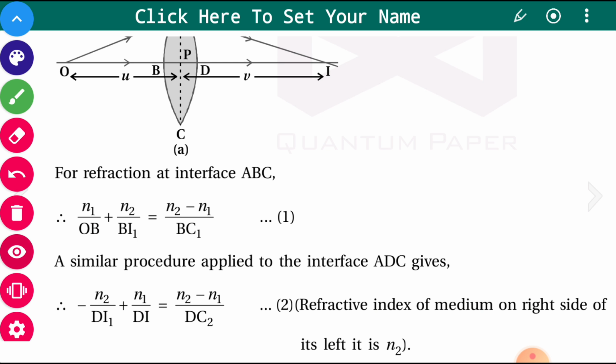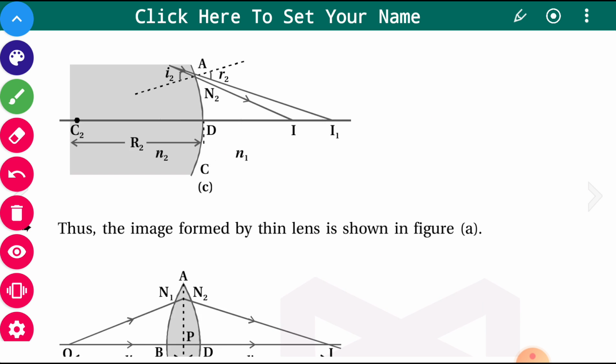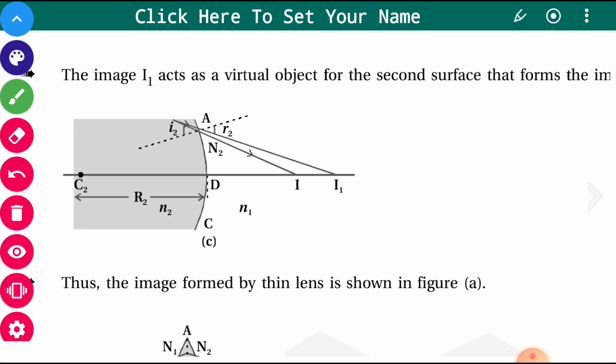Then a similar thing can be understood for the second surface. A lens has two surfaces. The first surface we have understood, now we talk about the second surface. Now the light ray will go from this denser medium to this outer medium, that is the rarer medium. So this will be the incident ray, which, as such, the rays are moving from the denser medium to the rarer medium.